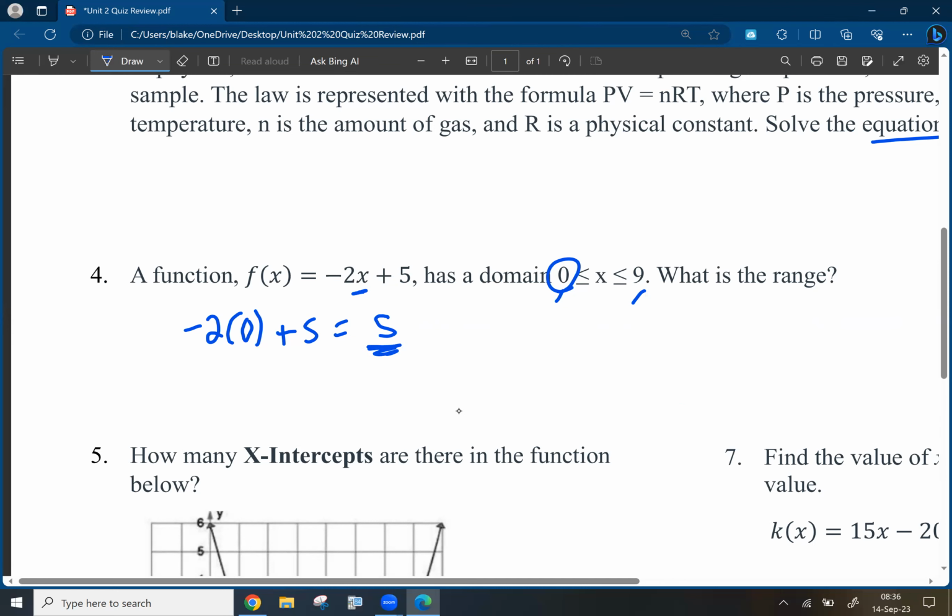And then we're going to plug in the 9, which is the upper end of the domain. So -2 times 9 plus 5. So that's -18 plus 5, which is -14. No, sorry, -13.